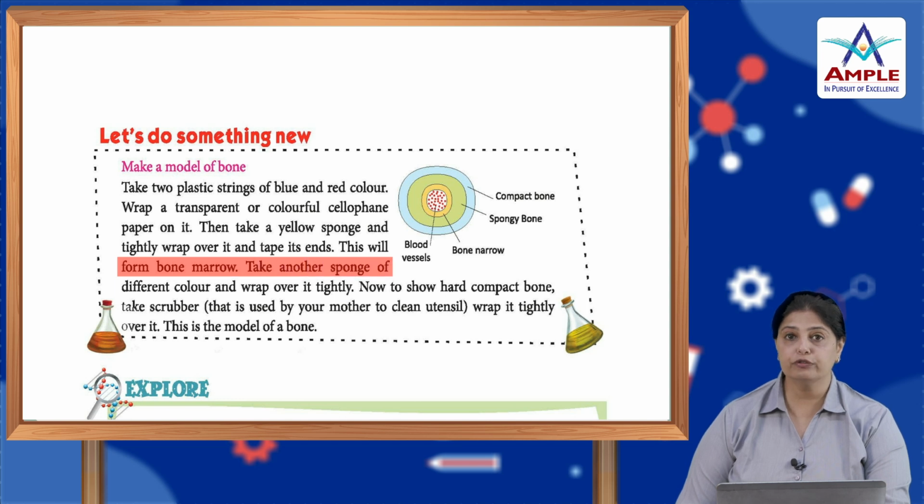Take another sponge of a different color and wrap over it tightly. Now, to show hard compact bone, take the scrubber that is used by your mother to clean utensils. Wrap it tightly over it, and this is the model of a bone.